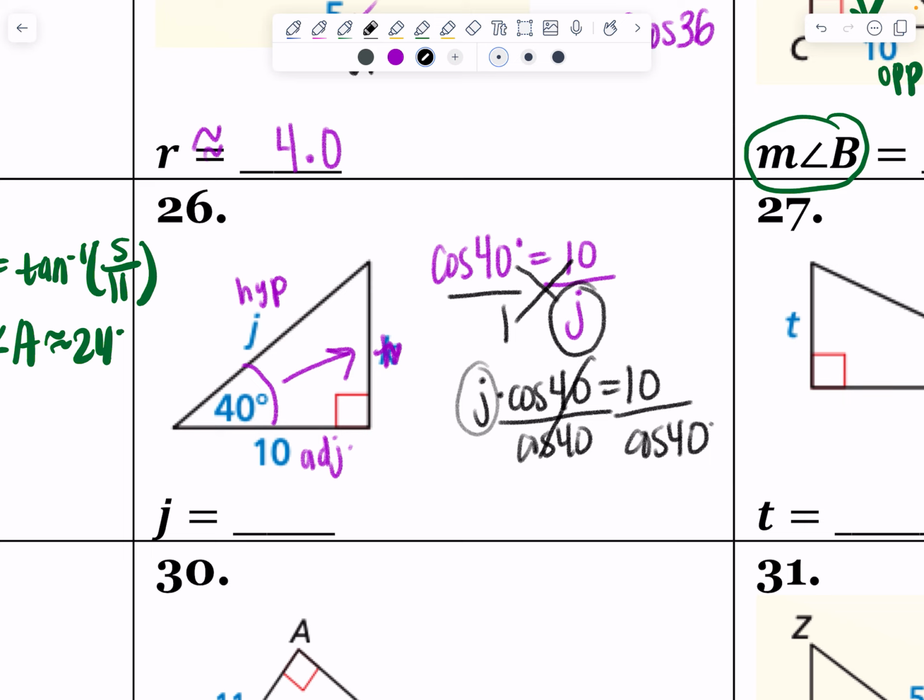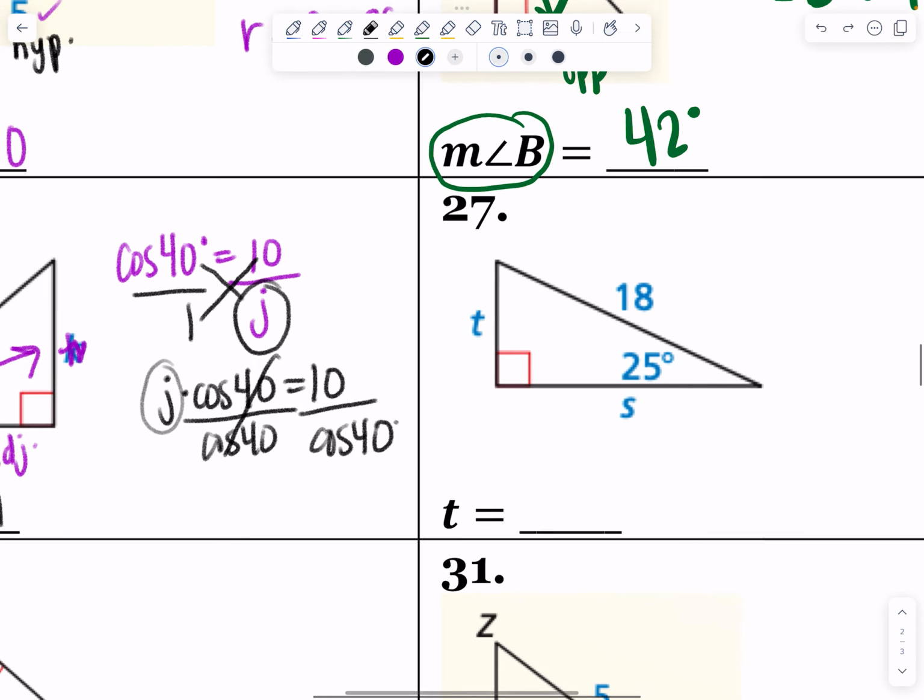So you type in 10 divided by the cosine of 40. That's going to give you about 13.1, rounded to the nearest tenth for a side length. Does that make sense? If the hypotenuse is 13.1, is that bigger than 10? Yes, it does. So we're making sure our answers make sense.